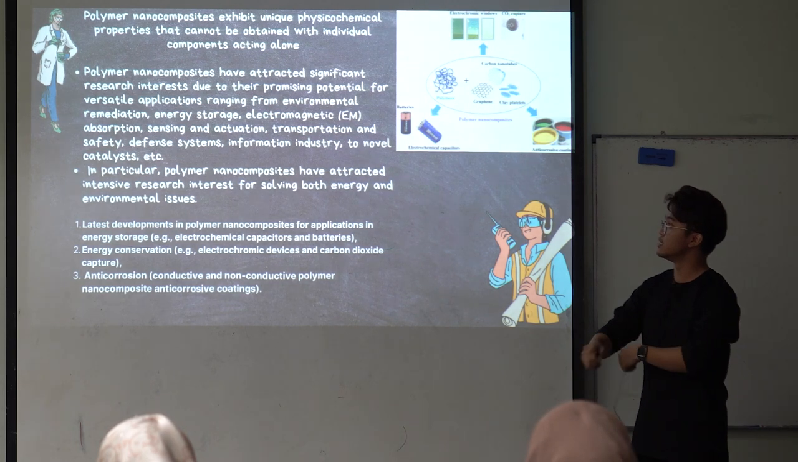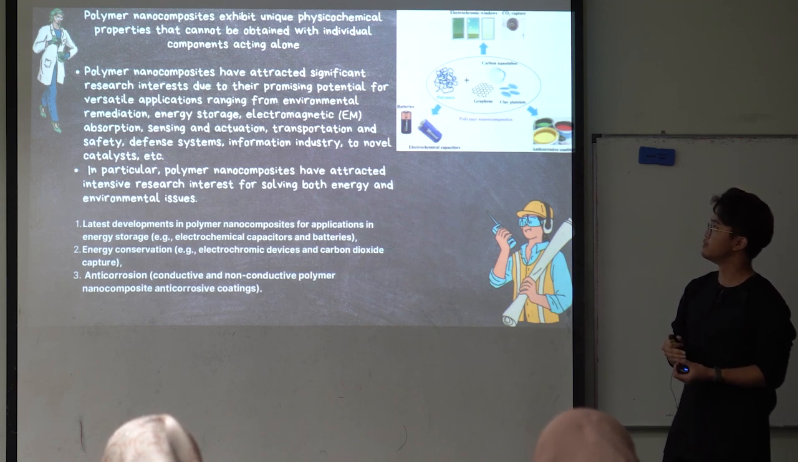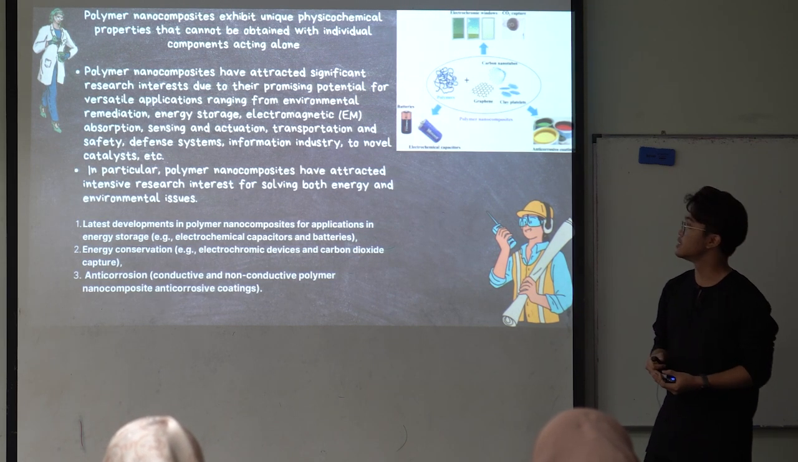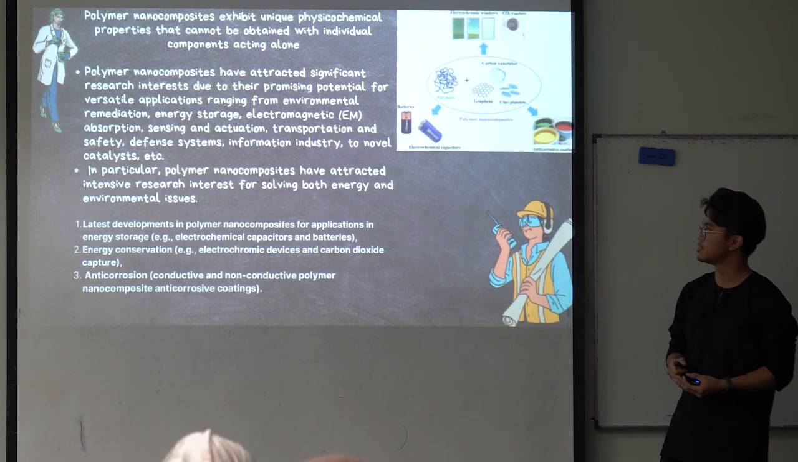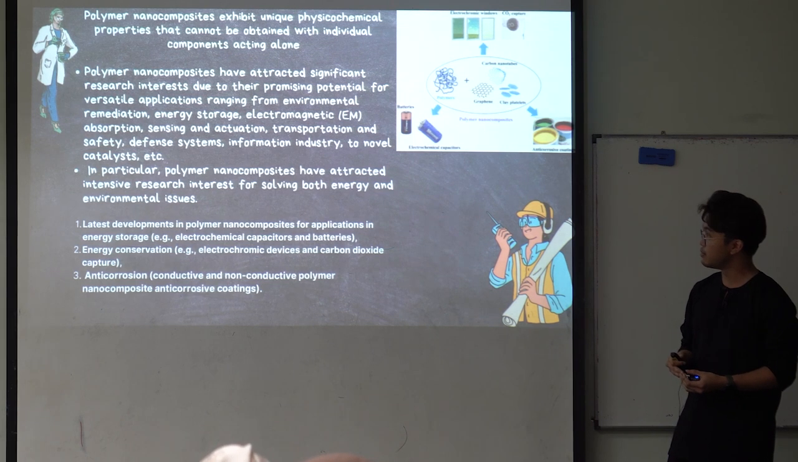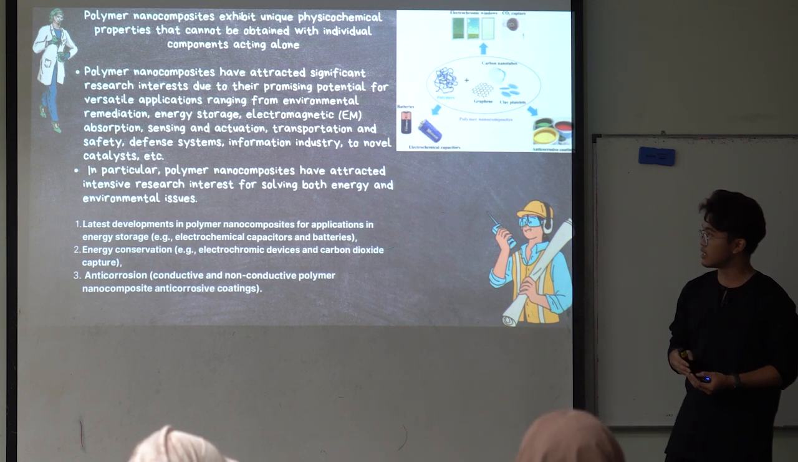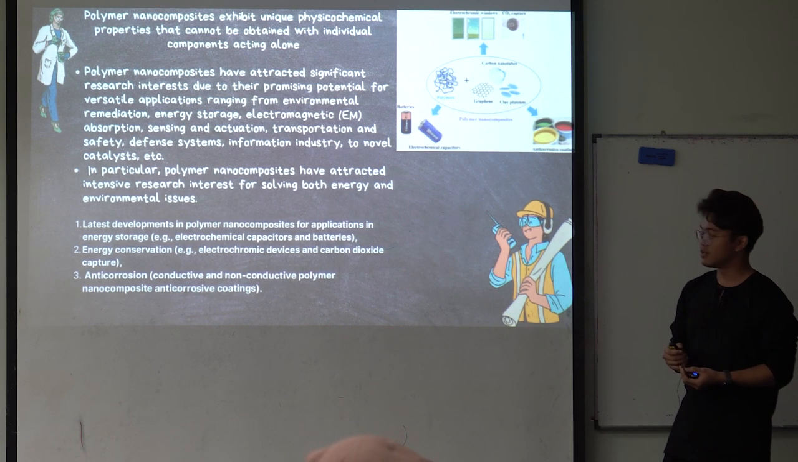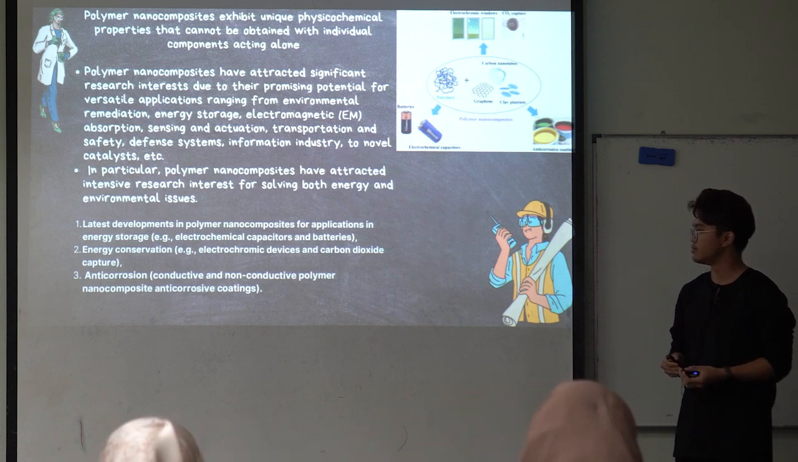For the second one, polymer nanocomposites exhibit unique physico-chemical properties that cannot be obtained with individual components acting alone. For example, polymer nanocomposites have attracted significant research interest due to their promising potential for versatile applications ranging from environmental remediation, energy storage, electromagnetic (EM) absorption, sensing and actuation, transportation, and etc. In particular, polymer nanocomposites have attracted intensive research interest for solving both energy and environmental issues.